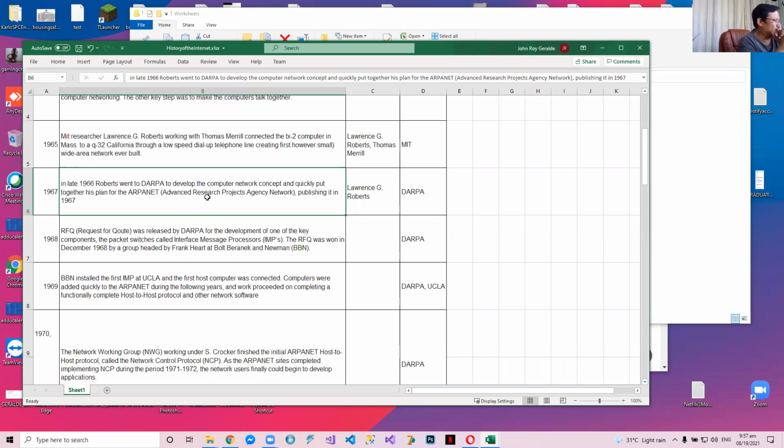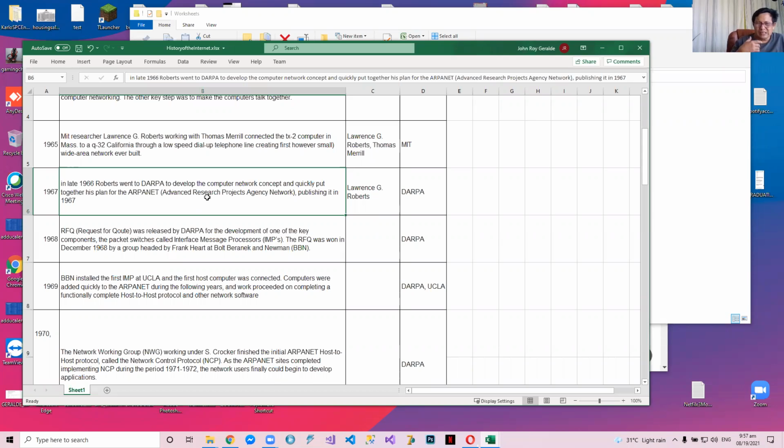So BBN installed the first IMP at UCLA. The first host computer was connected. So where is the first server installed? At UCLA. Computers were added quickly to the ARPANET during the following years, and work proceeded on completing the host-to-host protocol.